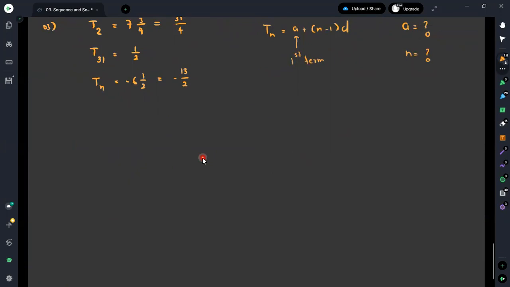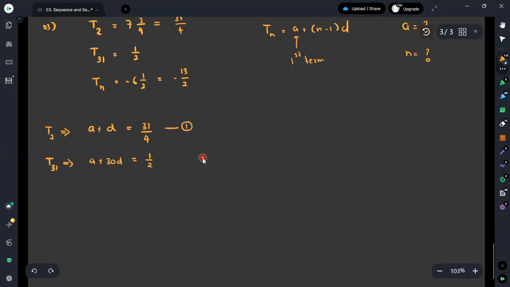Using the second term, T2 is equal to a plus 2 minus 1 times d. A plus 2 minus 1 times d, you will get as a plus d. It is equal to 31 over 4. Then using the 31st term, T31, you will get a plus 30d is equal to half.